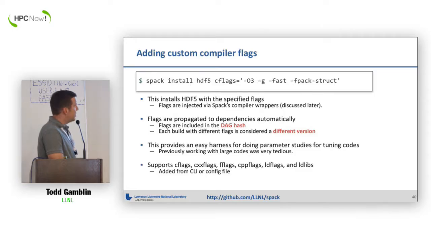And then we already talked about adding custom compiler flags, but again, you can do this to do compiler flag studies. And I think this is part of how ARM does their compiler testing. They use Spack for their compiler regression test framework.